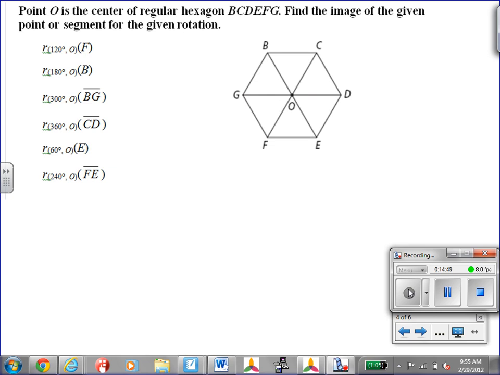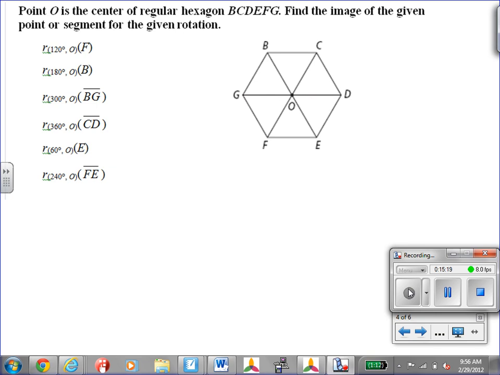All right, so on this problem here, they're telling you point O is in the center of a regular hexagon B, C, D, E, F, G. They want you to find the image of the given point or segment for the given rotation. So they give you 6 of them, okay? And they want you to go 120 degrees from F, and then find out where F prime would be. And so that's what we're going to do.